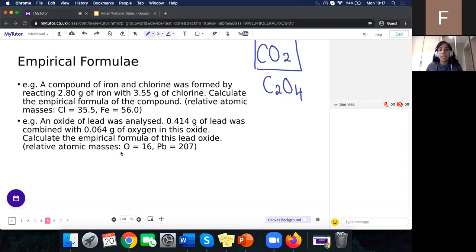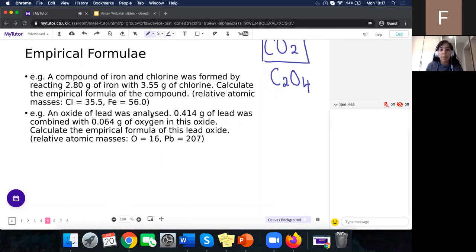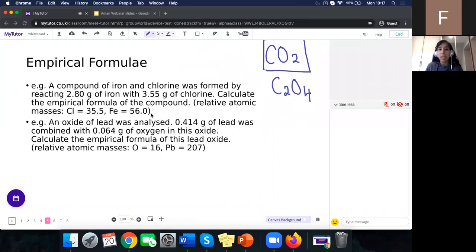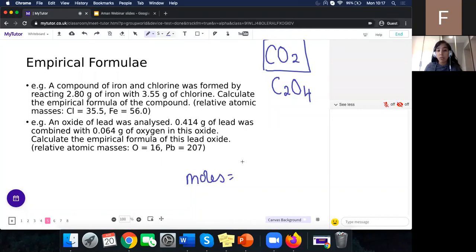Someone's asking me, is this in the AQA syllabus? No, this is in the OCR and Edexcel syllabus. But that's why I'm covering it just briefly, but it's not in the AQA syllabus. It doesn't hurt to know about it though, because they can ask it as an application question. So again, it uses exactly the same equation. So the equation is that the number of moles equals the mass over the Mr.